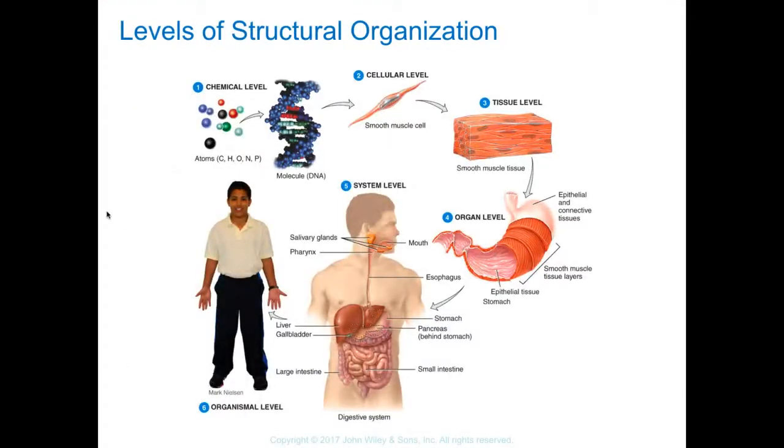So in this picture on the top left, if we start with number one, the chemistry, chemicals come together, whether they are carbons and hydrogens and oxygen and nitrogen and phosphates, they come together and then they form the cell. And then cells come together and they make up the tissues. And then tissues come together and make up the organs, and organs come together and make up systems, and then the systems come together and make up the organism.